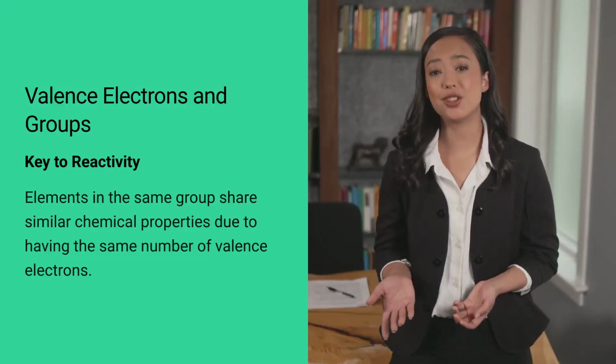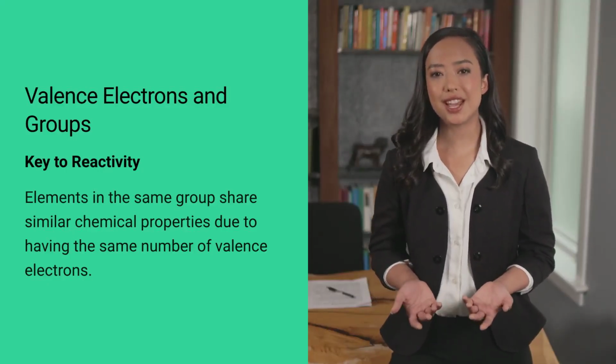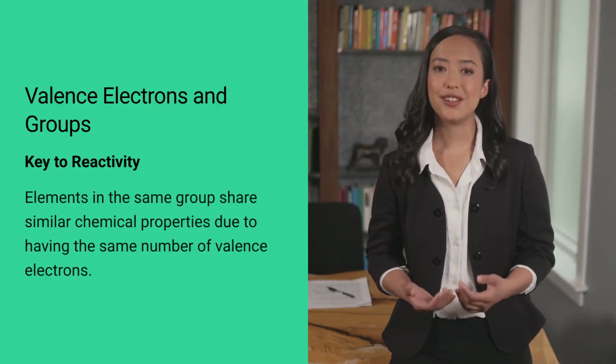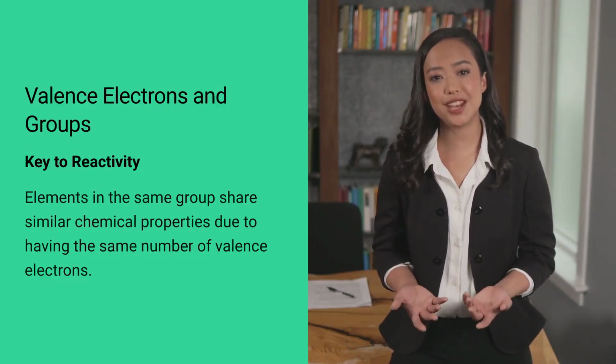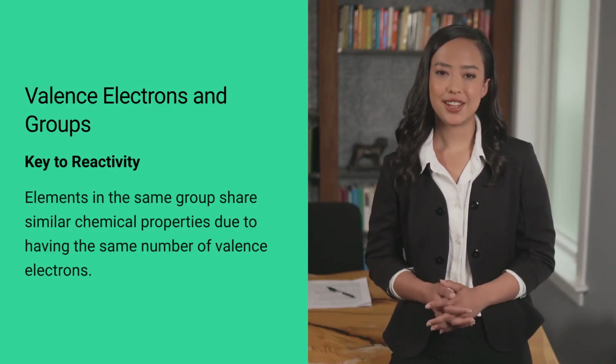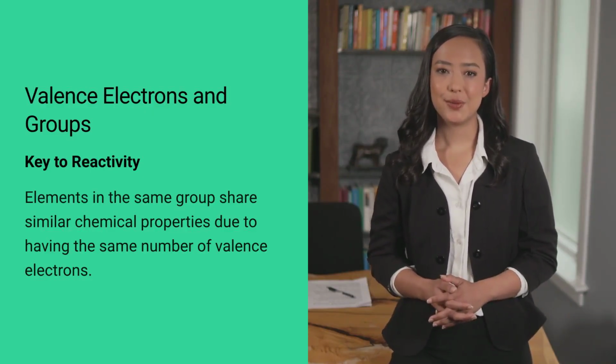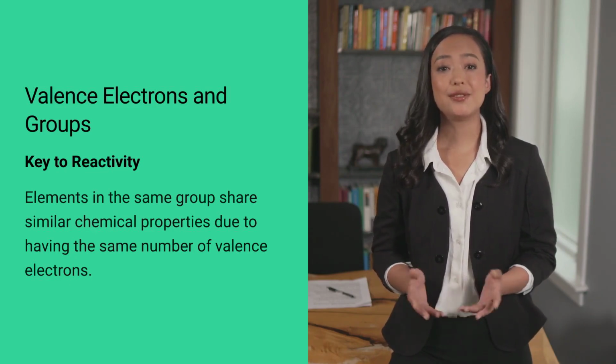The number of valence electrons is what primarily determines an element's chemical properties, and its group placement. Elements in the same group have the same number of valence electrons, leading to similar reactivity. For example, alkali metals in group 1 all have one valence electron, making them highly reactive.